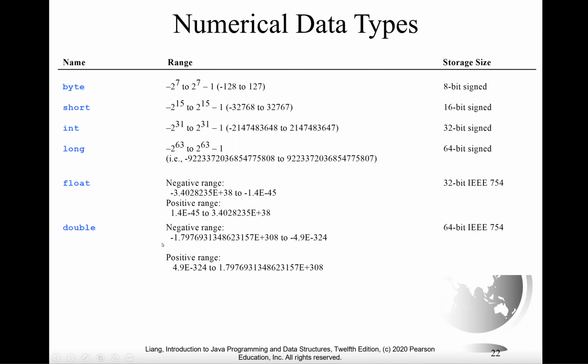For the floating point numbers, float represents a floating point number, with a range of 10^-38 to 10^38 and 6 to 9 significant digits. It's 32 bits. And double is 64 bits. It represents numbers in this range, with 15 to 17 significant digits. So the double is more precise than float. It's about double precision.